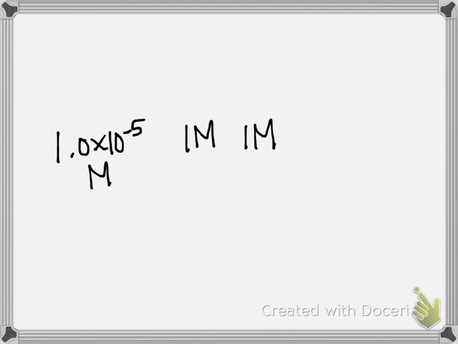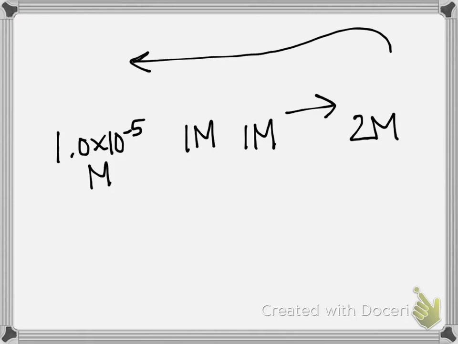The next one has a 1.0 times 10 to the negative 5th concentration for dichromate, 1 molar for hydrogen, 1 molar for iodine, and then 2 molar for the chromium. So this time we have more product and we'll make reactants. We have fewer reactants, so we make reactants. And we're comparing all this to 1 molar, so those are not going to be there.